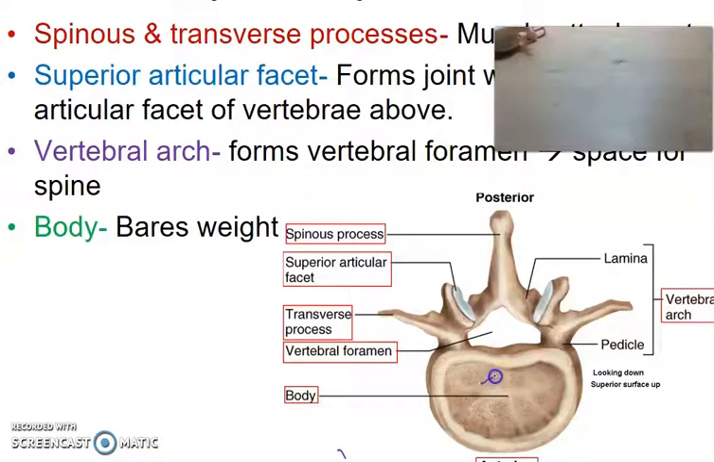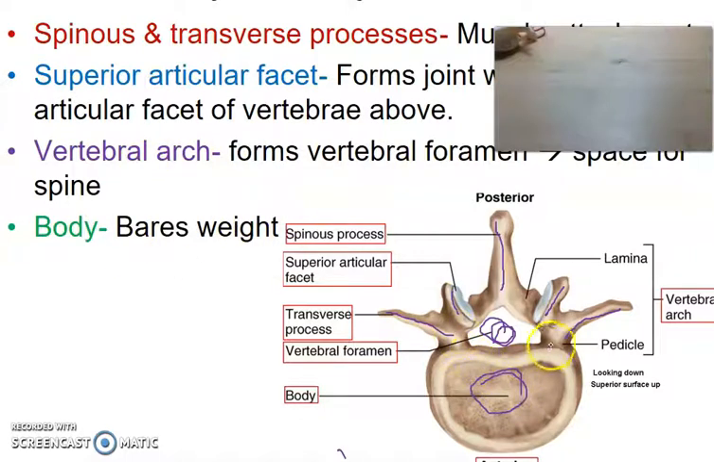So this is our body. All vertebrae except the atlas have a body. This is the transverse process. All vertebrae except for Co2, 3, 4 and if possible 5 have transverse processes. This is the spinous process. All vertebrae except for the lower coccyx ones have a spinous process. This is the vertebral foramen right there. This is the superior articulating facet right there.